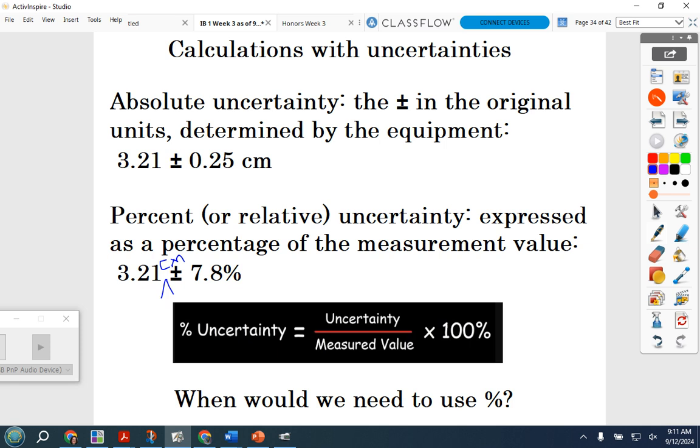If you are working with different units, you can't add or subtract, because you're always adding the uncertainties. You can't add the uncertainties because the uncertainties themselves are in different units. So if we're working with different units, we have to use percentages.